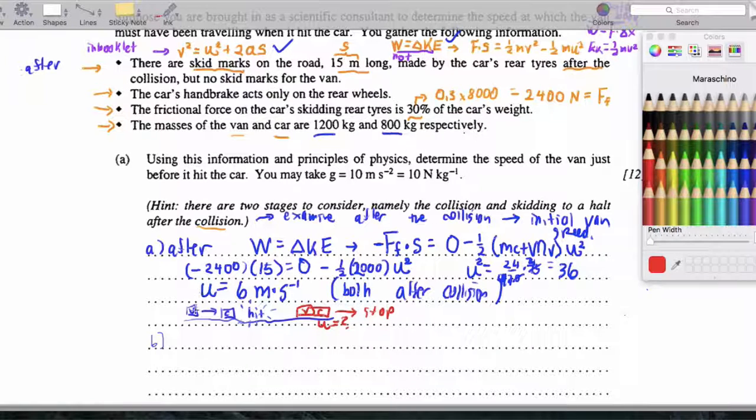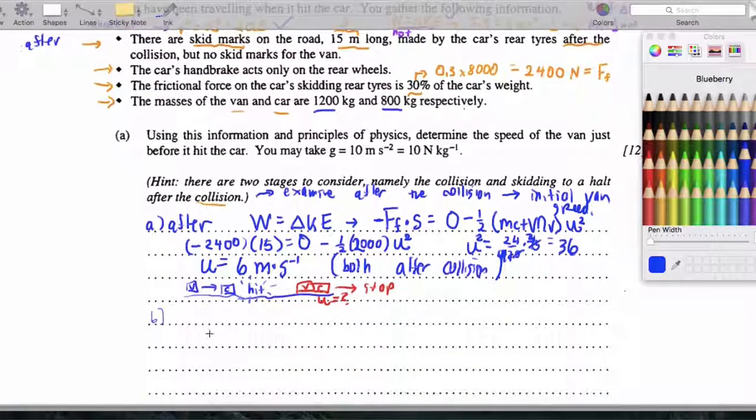What we're saying, though, is we want the speed of the van before the collision. Now we're going to use conservation of momentum. So mass car, V car, plus mass van, V van. Sorry, we need initials.